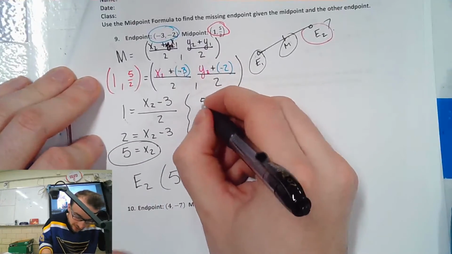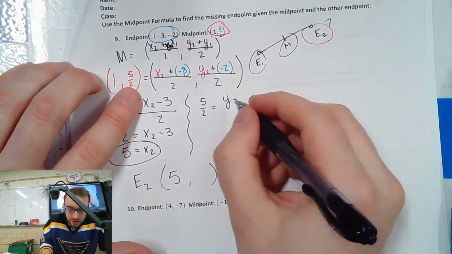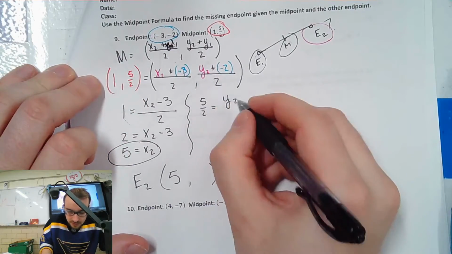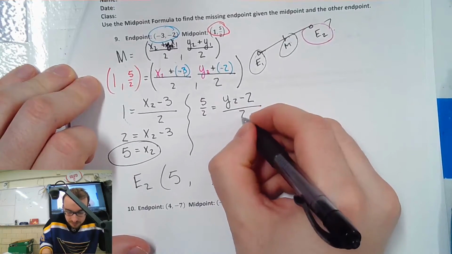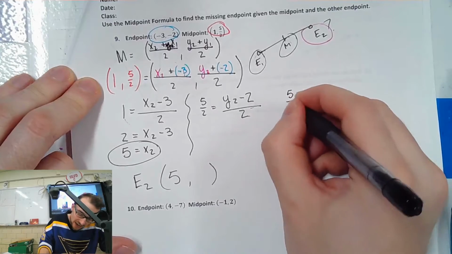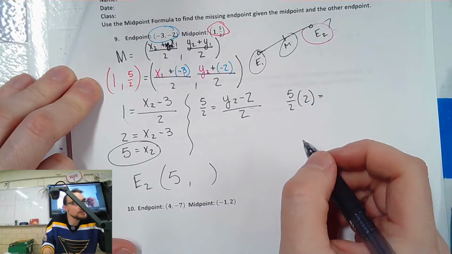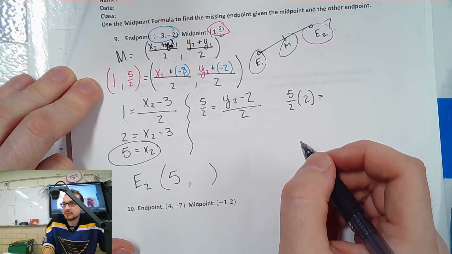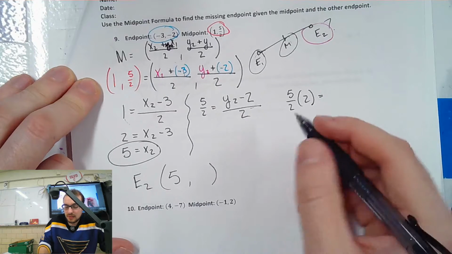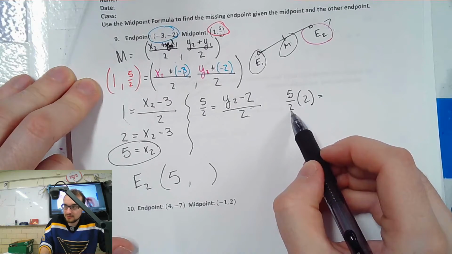Over here, I know that 5 halves should equal y2. Instead of writing plus a -2, what should I write? Just -2. Makes it easier. Get rid of division by multiplying by 2. What's 5 halves times 2? Because I need to multiply both sides by 2. What's that going to be? What's 2 times 5, divided by 2?